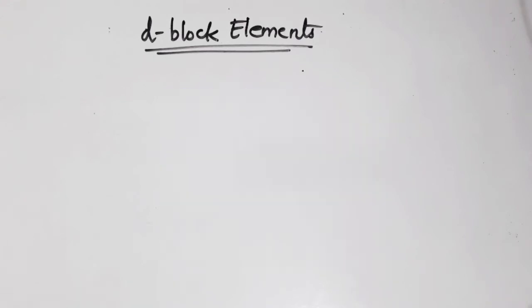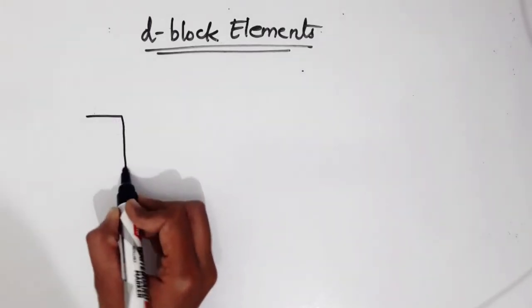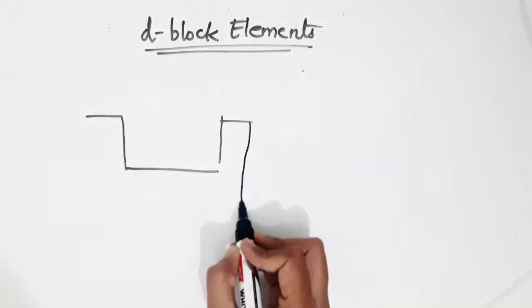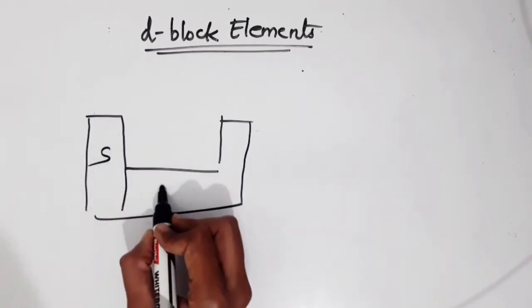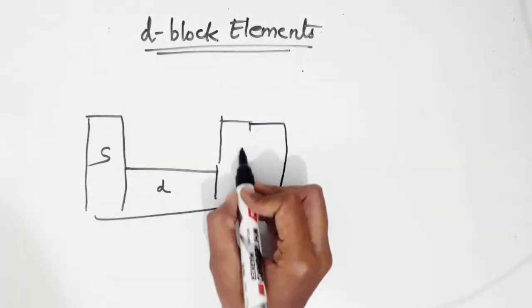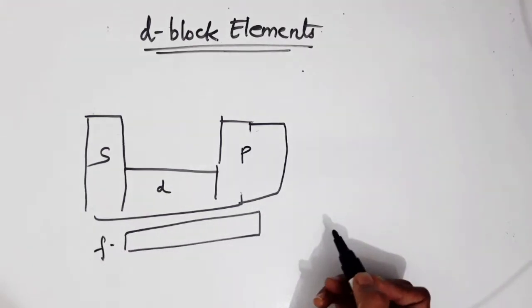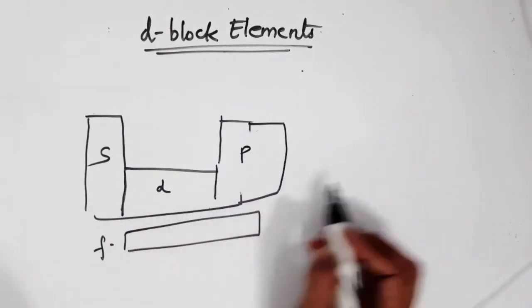So today's topic of discussion is D block elements. Before starting D block elements, let us discuss the periodic table in brief and the position of elements in the periodic table. If you look at the modern periodic table, the arrangement is such that the S block elements are at the start, then we have D block, in the end we have P block elements, and here we have F block elements. So the position of D is between S and P block elements.